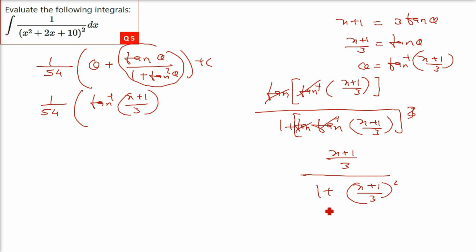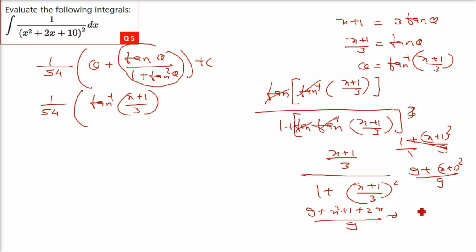Let's do the denominator first. 1 plus (x plus 1) whole square over 3 square, which is 9. Now cross multiply: 1 into 9 will be 9, plus (x plus 1) whole square, with 9 in the denominator. So 9 plus (x plus 1) whole square, that is x square plus 1 plus 2x, divided by 9. So this will become (x square plus 2x plus 10, as in the question) by 9.